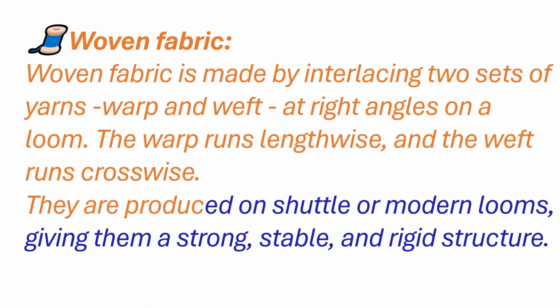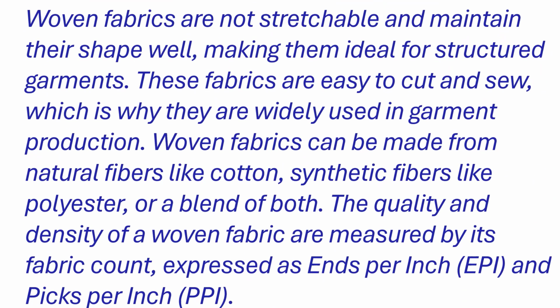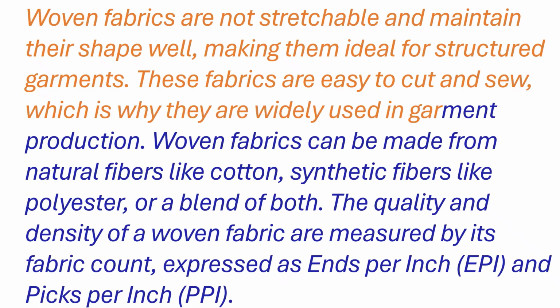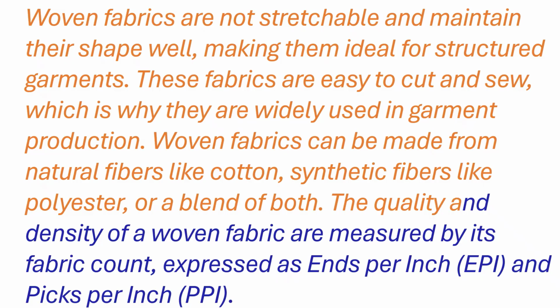They are produced on shuttle or modern looms, giving them a strong, stable and rigid structure. Woven fabrics are not stretchable and maintain their shape well, making them ideal for structured garments. These fabrics are easy to cut and sew, which is why they are widely used in garment production. Woven fabrics can be made from natural fibers like cotton, synthetic fibers like polyester, or a blend of both.